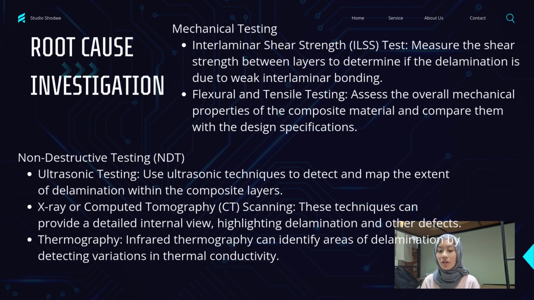Ultrasonic testing is used to detect and map the extent of delamination within a component layer. Second is X-ray. X-ray techniques can provide a detailed internal view highlighting delamination and other defects. Lastly is thermography. Thermography can define areas of delamination by detecting variation in thermal conductivity.